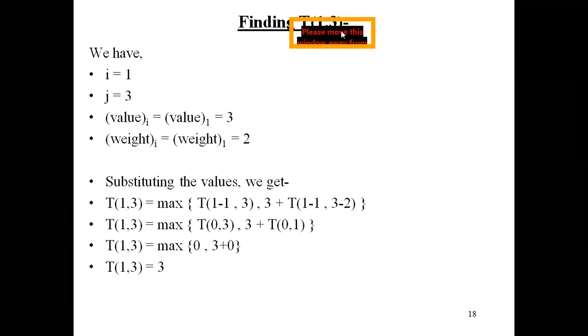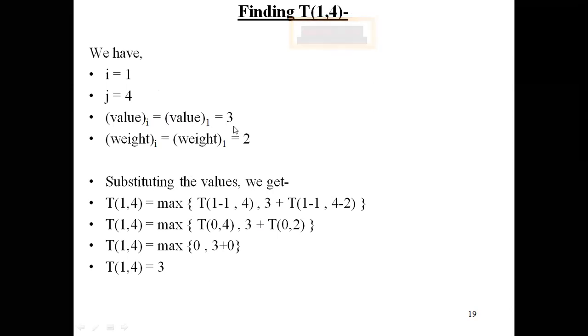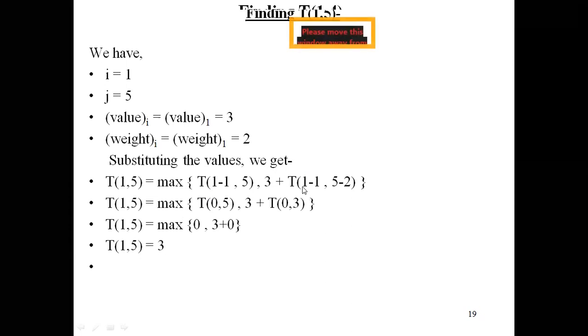Now see the T of 1 comma 3. You can also calculate T of 1 comma 3 by using the same formula. You will get the value 3. Now see the T of 1 comma 4 by considering the value and weight of first item, 3 and 2. If you apply the same formula, you will get the value 3. So T of 1 comma 5, the value is also 3. Okay.